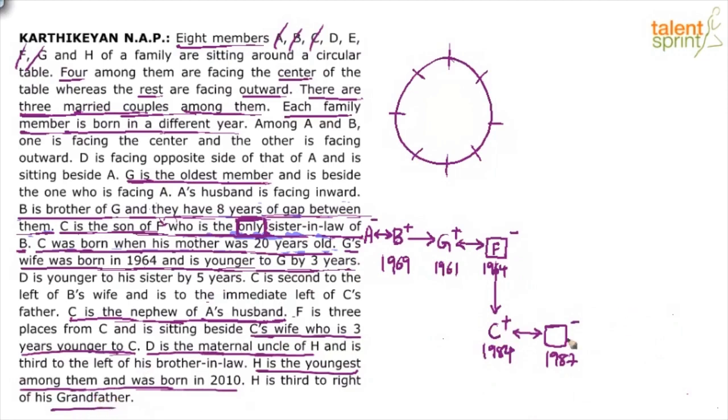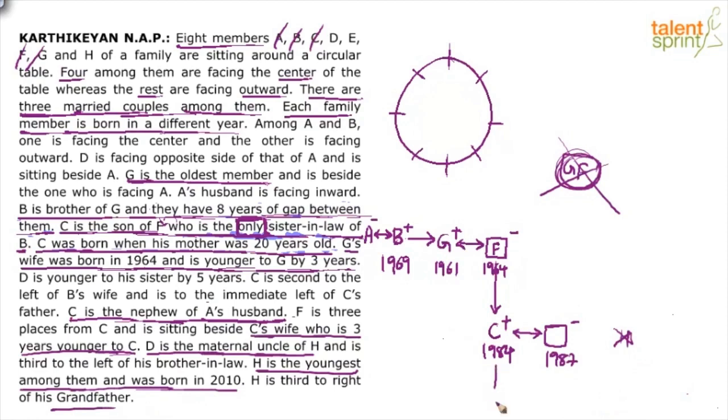If you take H in this generation, grandfather will come in this generation. So first generation, second generation, third generation. If grandfather is here, obviously grandfather is older than G. But we know that G is the oldest member in the family. So grandfather cannot be here. Grandfather has to be in the same generation here, which means H cannot be here. H has to come in the next line. Are you able to follow?